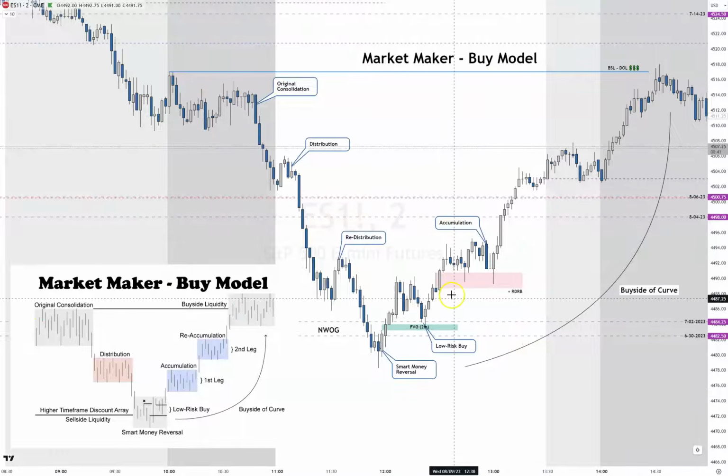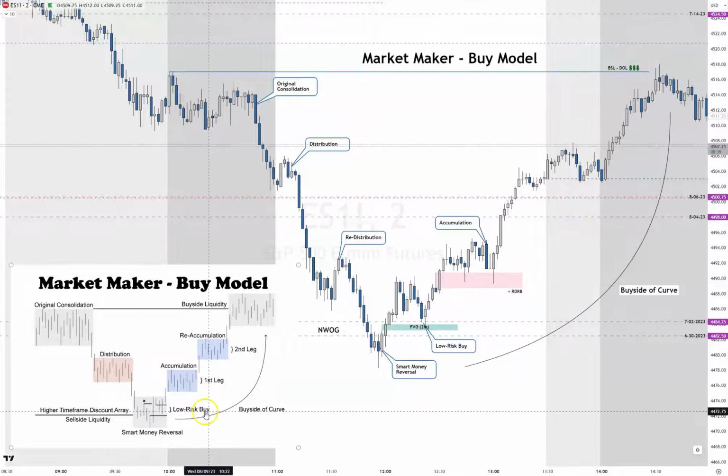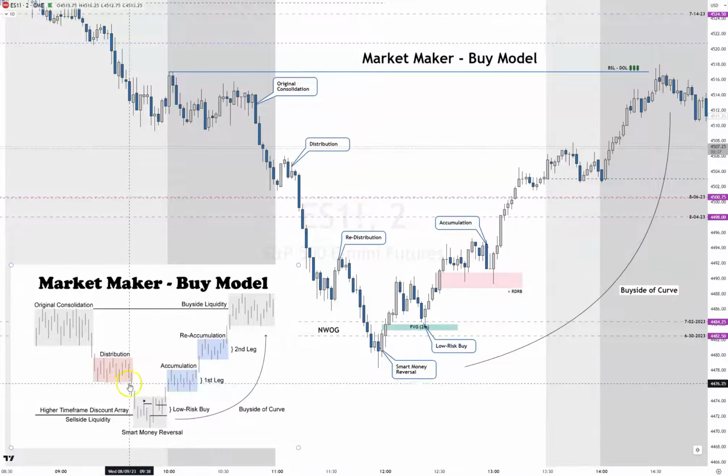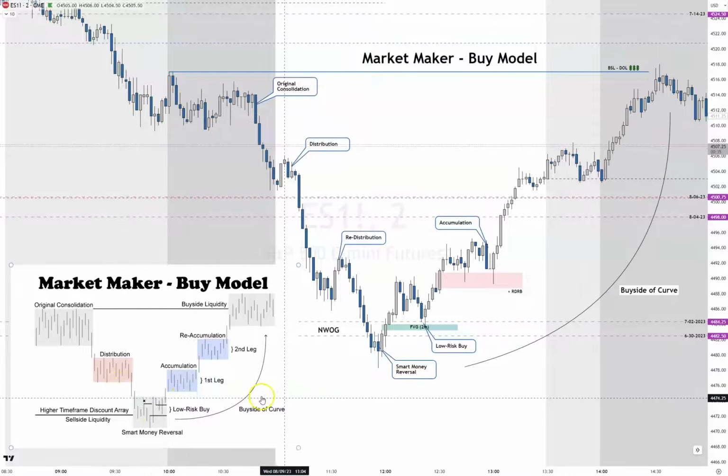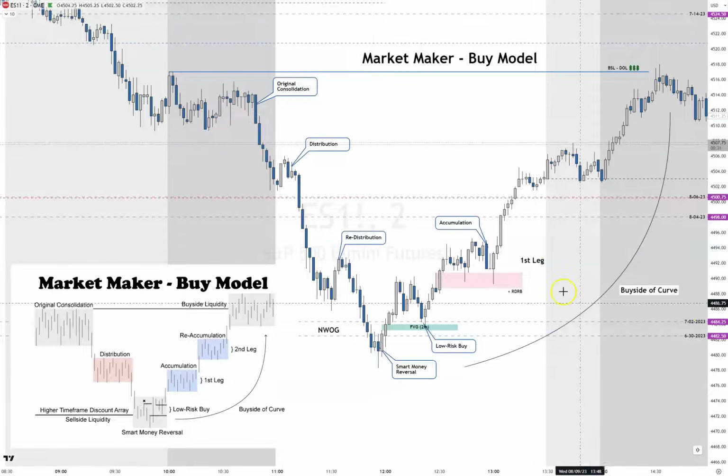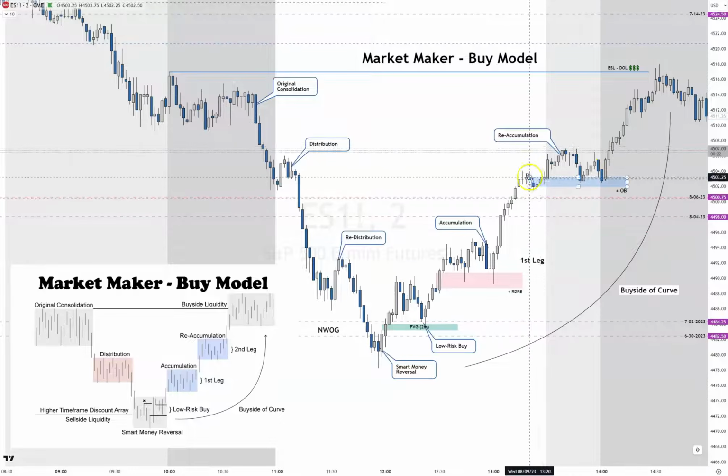So you start to see how this is playing out. It's not cookie cutter. There's a second redistribution over here. But other than that, you have your accumulation, price comes up. That's your first leg. Then you have some reaccumulation right here. How does price move up? Well, here's an order block. Price comes in, trades up. That's your second leg of the market maker buy model.